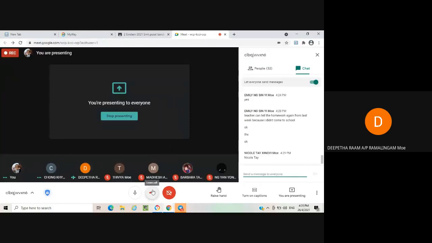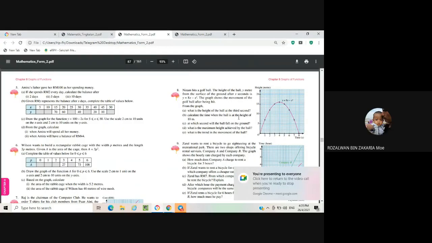What is the height of the ball at the 3rd second? The height of the ball at the 3rd second is 15 meters. Yes, right. Correct. The answer is correct, 15 meters. And remember, in the exam, you have to show the steps by drawing the dotted straight line.